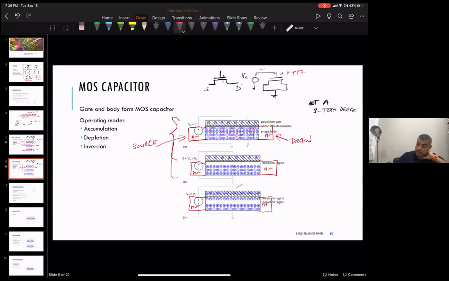Because what happens is, if this is N plus and this is P, this looks like a diode right here. So we have a diode here and a diode here. So it looks kind of like this. Hopefully this isn't confusing you too much.